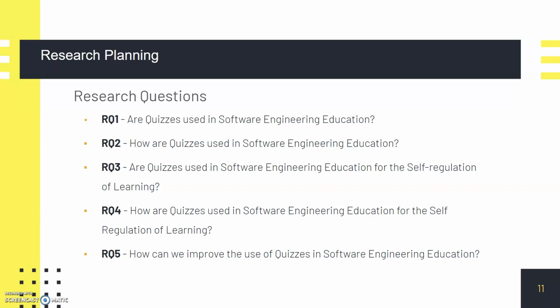We then defined our research questions, which is obviously an important aspect of this. So our research questions were: number 1, are quizzes used in software engineering education? Number 2, how are quizzes used in software engineering education? Number 3, are quizzes used in software engineering education for the self-regulation of learning? Number 4, how are quizzes used in software engineering education for the self-regulation of learning? Number 5, how can we improve the use of quizzes in software engineering education?